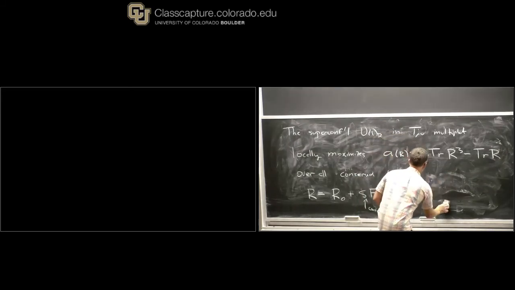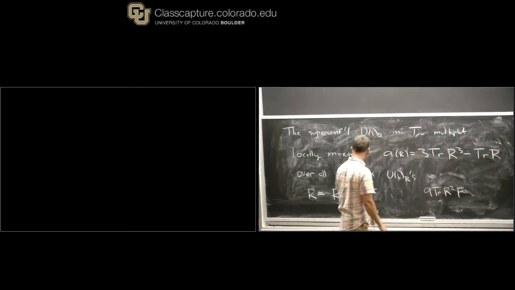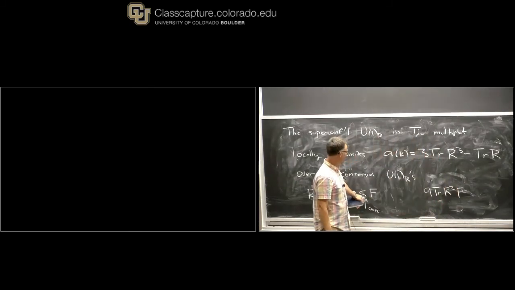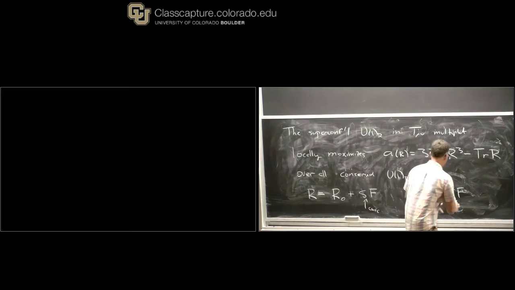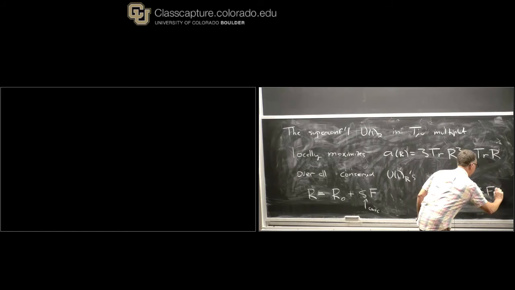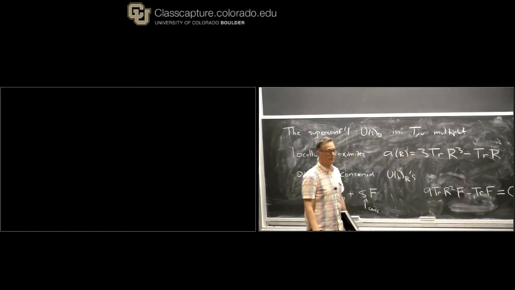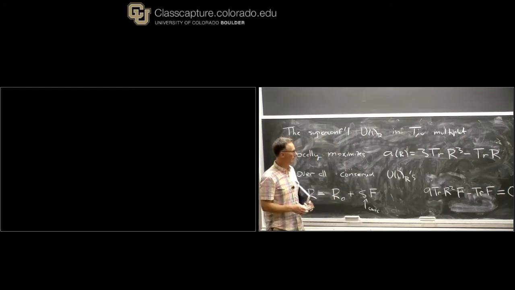And so I can write this as 9 trace of R squared F. So I'm just taking derivative with respect to R. Actually, I'm taking derivative with respect to s. And so then I get this F minus trace of F. And this thing turns out to be 0 for the superconformal R symmetry. This is something that you can show from the Ward identities.